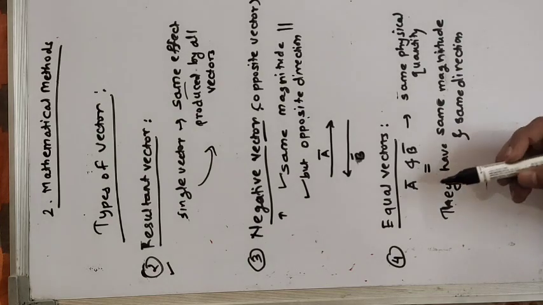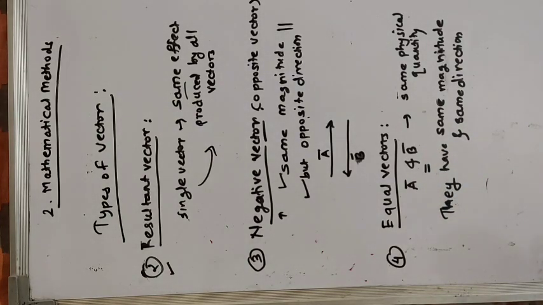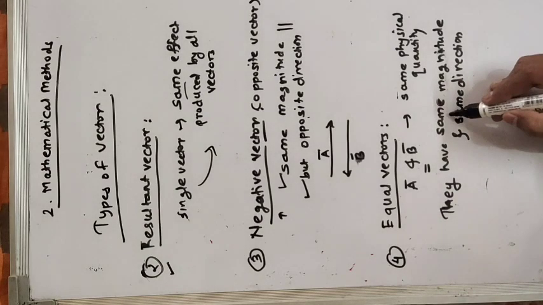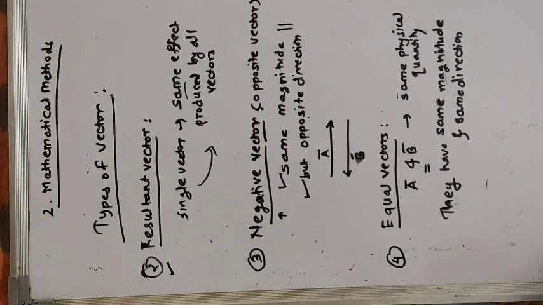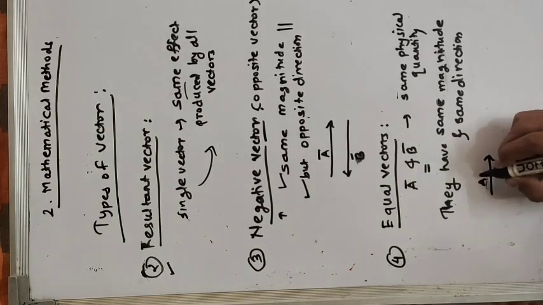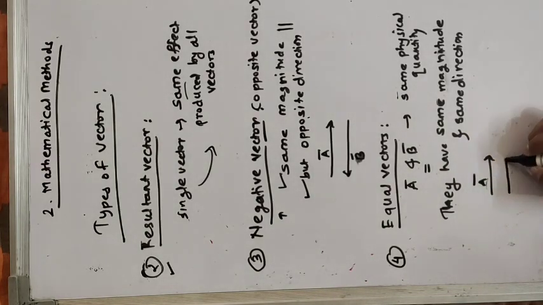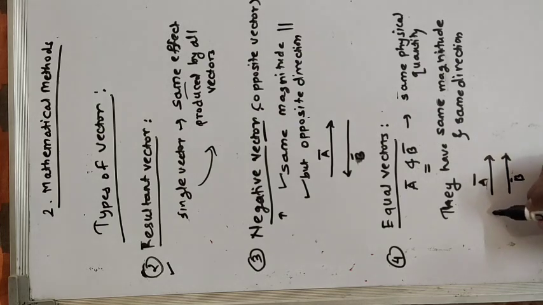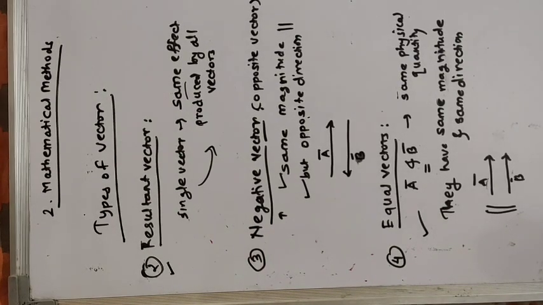Again I will repeat this. If A bar and B bar are two vectors representing the same physical quantity, they are said to be equal if and only if they have the same magnitude and the same direction. Graphically, consider this vector A bar and this is vector B bar. This has the same magnitude as well as the same direction. Hence these two vectors are the equal vectors.